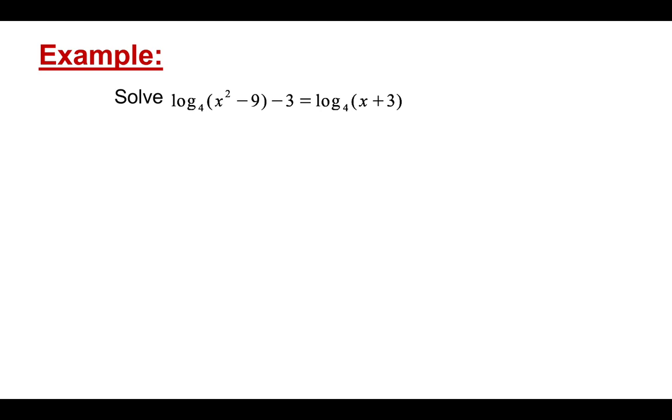Awesome. So here I have a log here, and I have a log over here, but I also have this constant, and I can't do anything with that. So I'm going to make the constant positive, bump it over, and bring the logs all together. So first things first, let me add 3, and add 3.